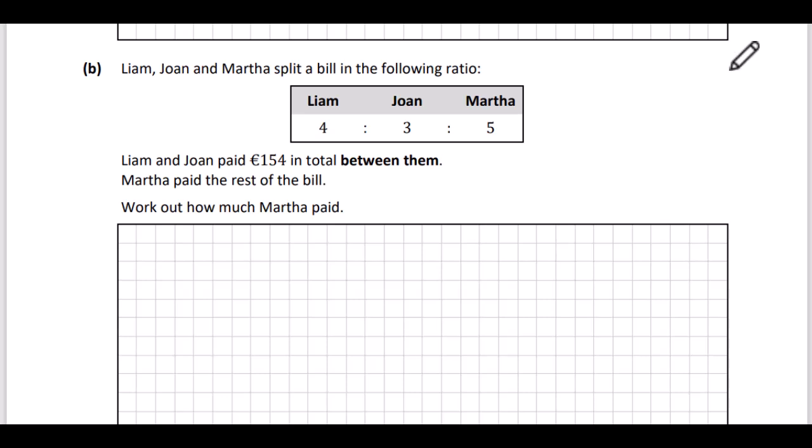Liam, Joan and Martha split a bill in the following ratio. So the ratio is 4 is to 3 is to 5. So this is Liam, Joan and Martha. Liam and Joan pay €154 in total between them, so Liam and Joan, that's these two here, they pay €154. Martha pays the rest of the bill. Work out how much Martha has paid.